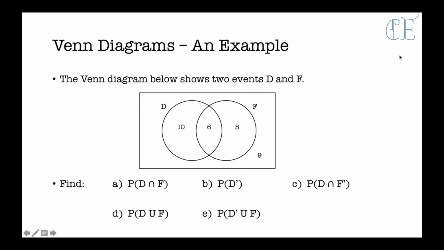Okay, so let's have a look at an example then. The Venn diagram below shows two events, D and F. Here we want to find the probability of D and F. The probability of D and F is anything inside D and F coming up together, so it must be in the middle, D and F at the same time.